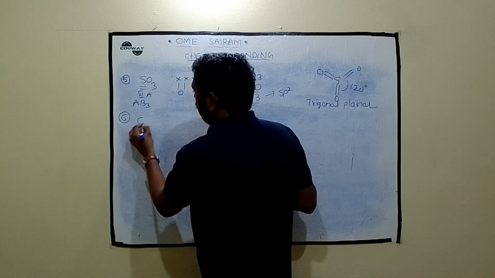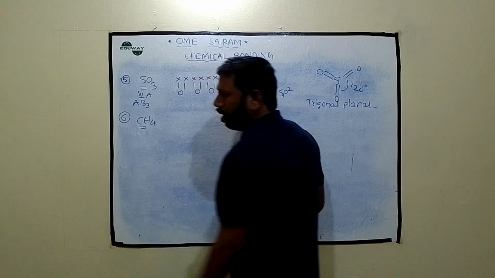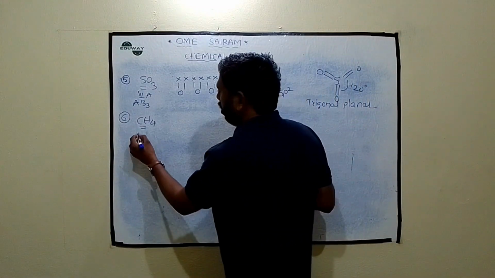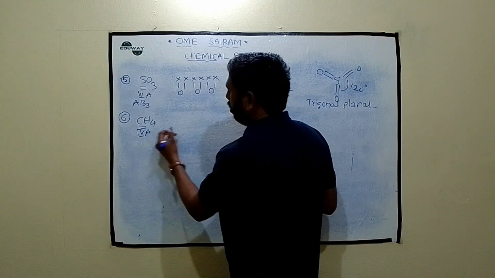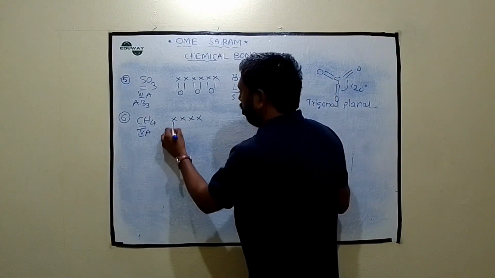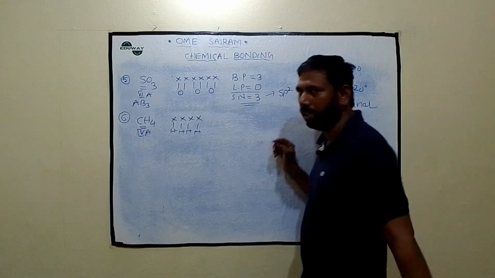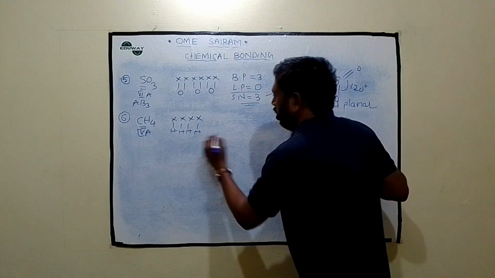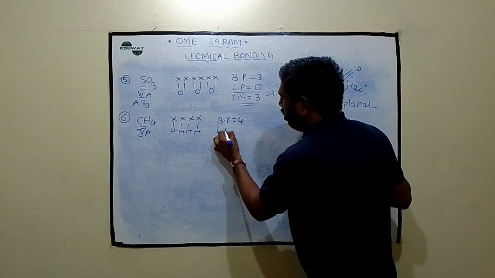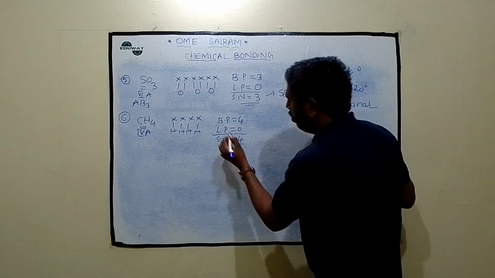Next, CH4, methane. In methane, the central atom is carbon. It belongs to 4th A group. That means it contains 4 valence electrons. And carbon is forming 4 bonds with 4 hydrogen atoms. And bond pairs. How many bond pairs? There are 4 bond pairs. Lone pair 0 and the steric number 4 plus 0 equal to 4.